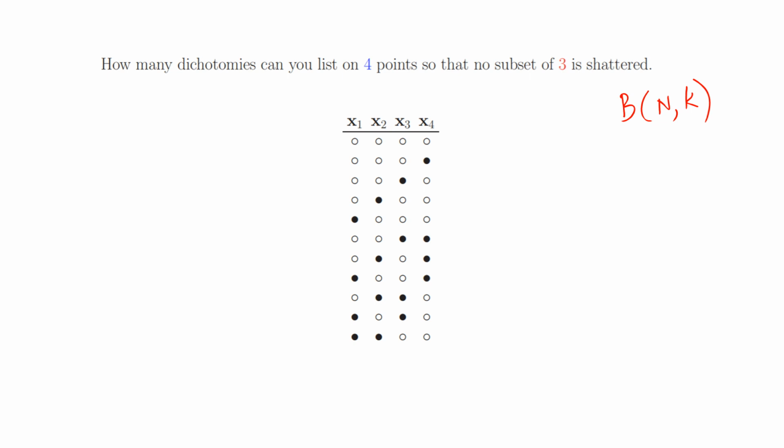The question here that we're trying to answer is how many dichotomies can you list on 4 points so that no subset of 3 is shattered? And again, what I did here is simply list all those dichotomies such that no 3 were shattered out of the 2 to the 4 possible dichotomies. Okay, so for this particular situation, and you know how to write it, right? B(4,3) is actually 11. So I could come up with 11 possibilities. This is the list of those dichotomies where none of the 3 points were shattered.